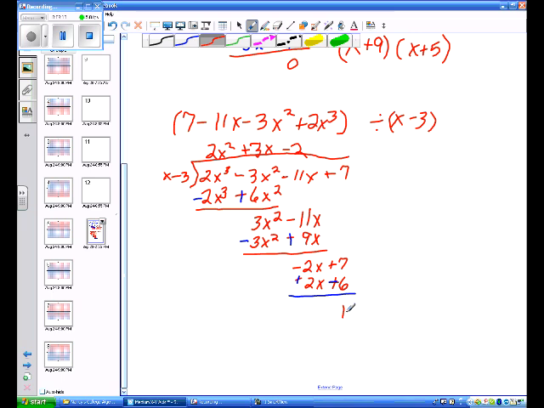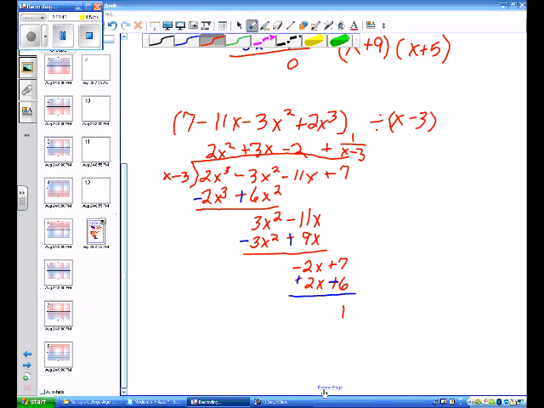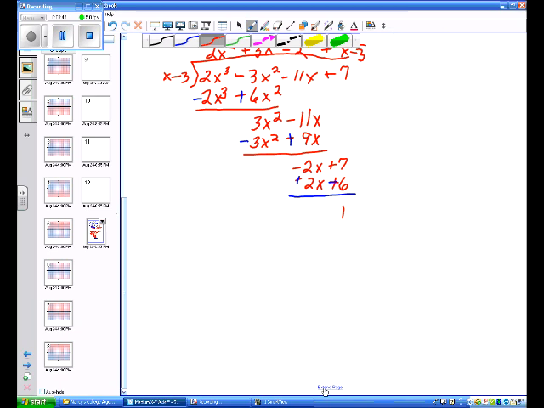Now, the way that we would write this is we would say plus 1 over our divisor, x minus 3. The same as you used to do with your fractions. Whatever you got as a remainder, you wrote it over your divisor, and that gave you your remainder. All right, so this is our long division, and you just keep doing this no matter how many terms you have.